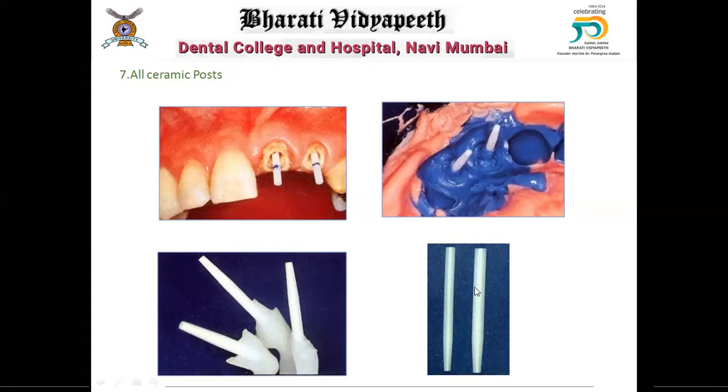So you can also use them as prefabricated posts. Instead of casting them, the reconstruction can be done with some other material such as composite. The material has to be a tooth-colored or aesthetic material, or else you cannot use amalgam or any other metallic restoration, because the purpose of using all ceramic posts will not be served.